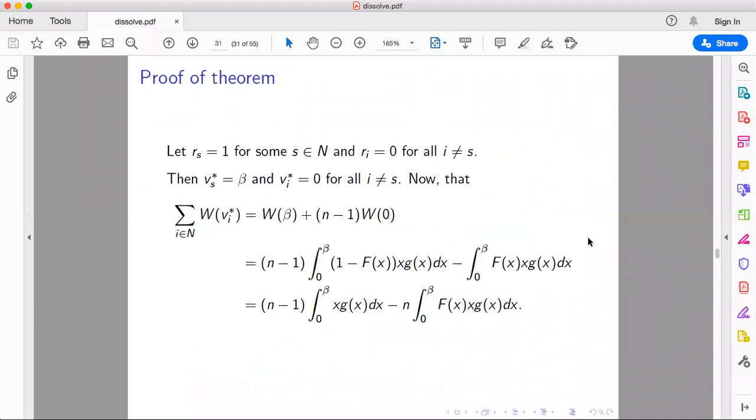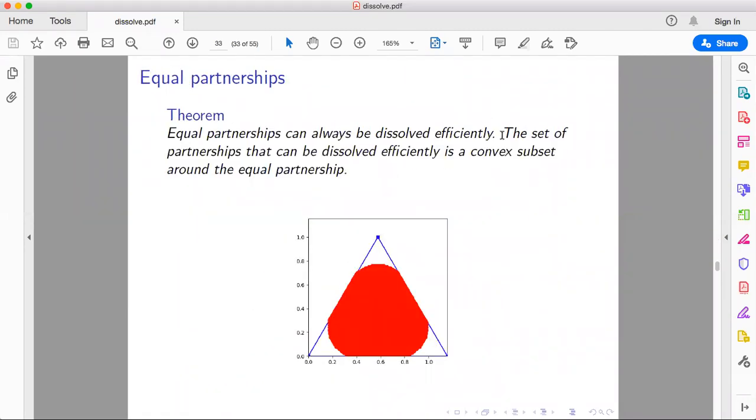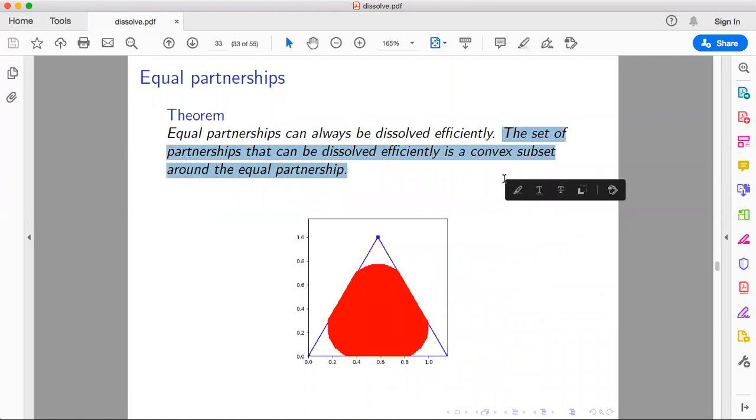In fact, the result is slightly stronger than that. It says that the set of partnerships that can be dissolved efficiently, that is the set of partnerships which satisfy that necessary and sufficient condition, is a convex subset around the equal partnership. So it's not only the equal partnership, but some convex set around that equal partnership which can always be dissolved, independent of what the distribution capital F is.